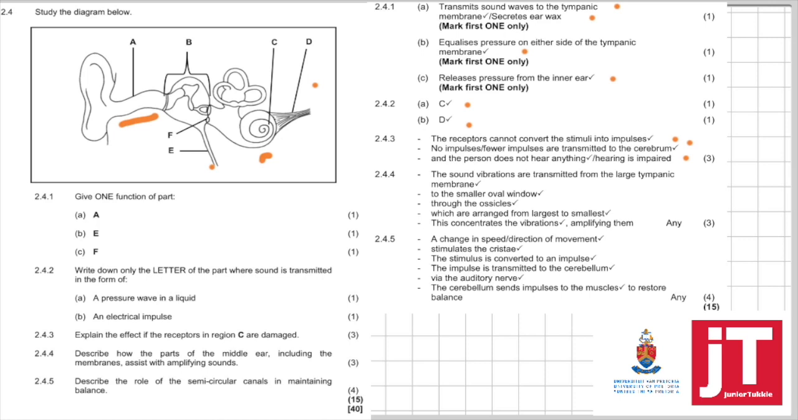2.4.4. Describe how parts of the middle ear, including the membranes, assist with amplifying sound. The sound vibrations are transmitted from the large tympanic membrane to the small oval window through the ossicles. The ossicles are arranged from largest to smallest, and this concentrates the vibrations, amplifying them.